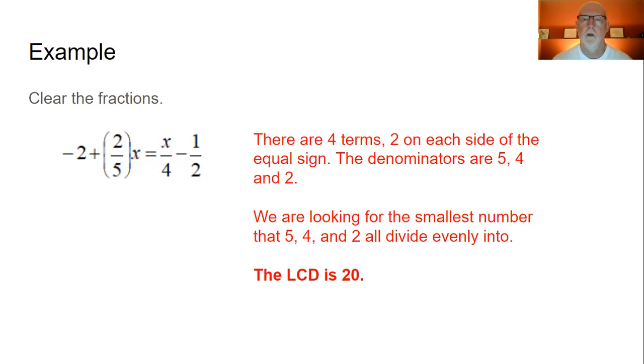So we're looking for the smallest number that 5, 4, and 2 all divide evenly into. So go to the biggest number, 5. Does 4 or 2 divide into 5? No. So let's double 5, get a multiple of 5, go to 10. Well, 2 divides into 10, but 4 doesn't. Then go to 15. Nope. Then go to 20. Oh, yeah, okay. 5, 4, and 2 all divide into 20. So there's our least common denominator.